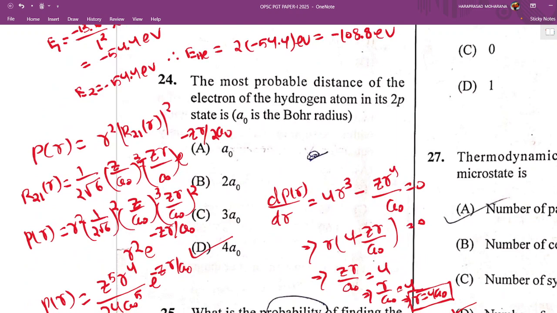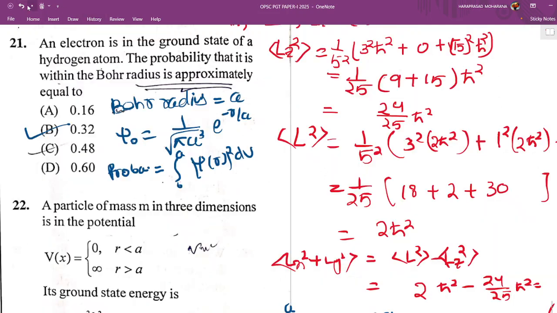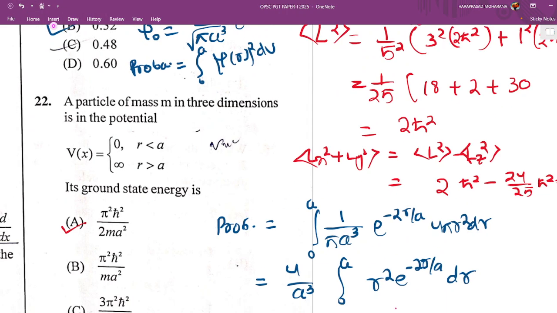We have question number 24. It asks for the most probable distance of the electron of the hydrogen atom in its 2p state. Remember this: it is asked for the 2p state. So you know the probability formula is r square times R, and here the 2p state is given, so I will write it. Okay, now it's clear, I guess.